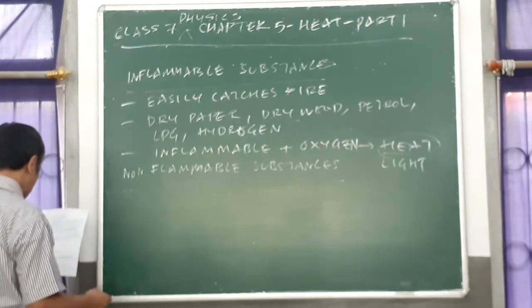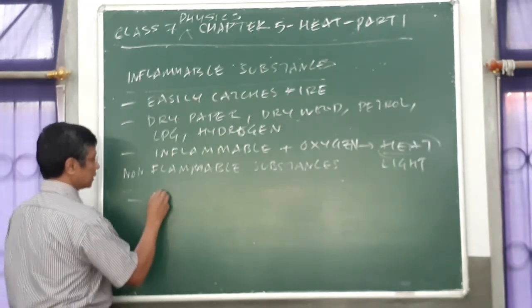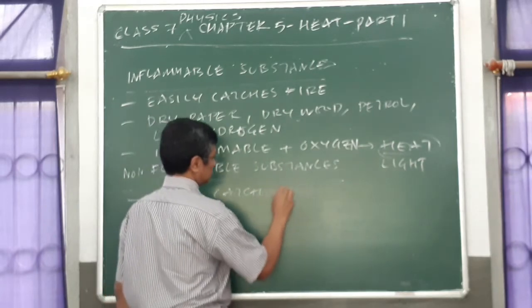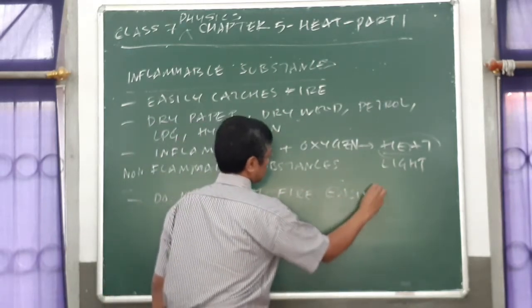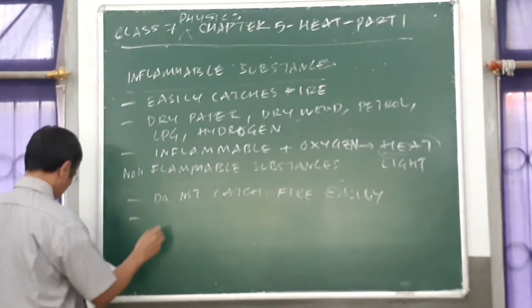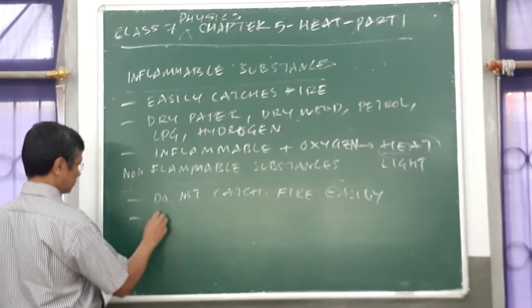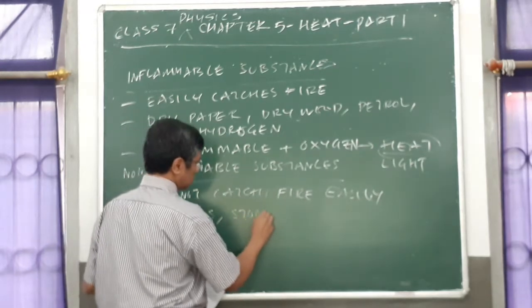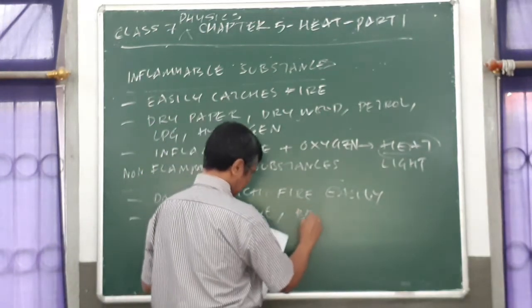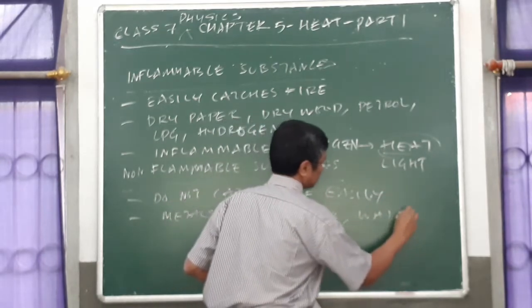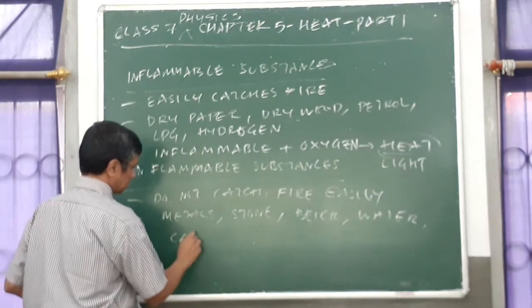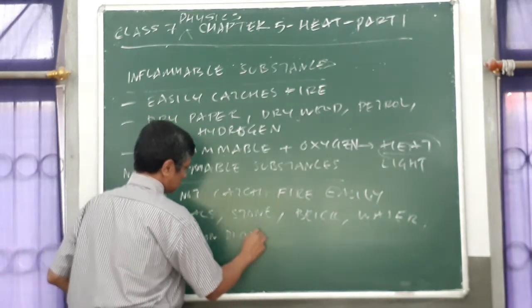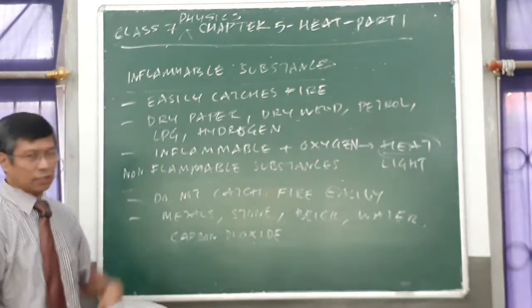Now coming to non-flammable substances, obviously are substances that do not catch fire easily, and examples are, let's say, metals which do not catch fire easily, and let's say stone which does not catch fire, and let's say brick, and let's say water, and let's say as a gas, carbon dioxide. So these are substances that don't catch fire easily.